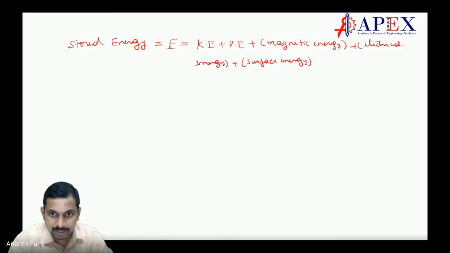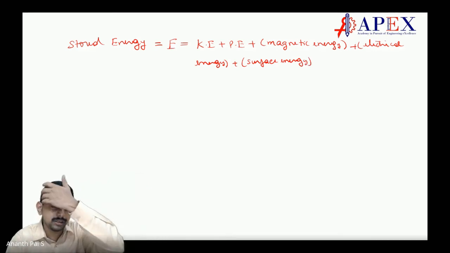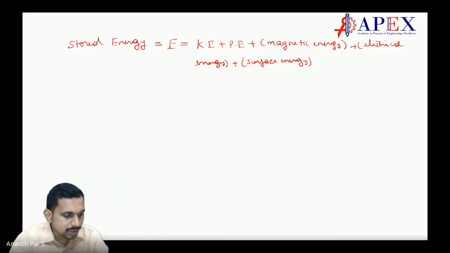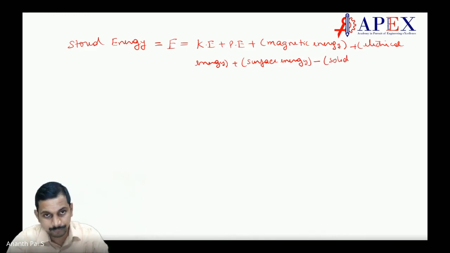This surface energy becomes important in, what is that called? Rayleigh-Bénard, and I forgot the name. Okay, leave it. Then minus solid distortion energy, which comes in our material science. Gibbs free energy they call. Solid distortion energy.